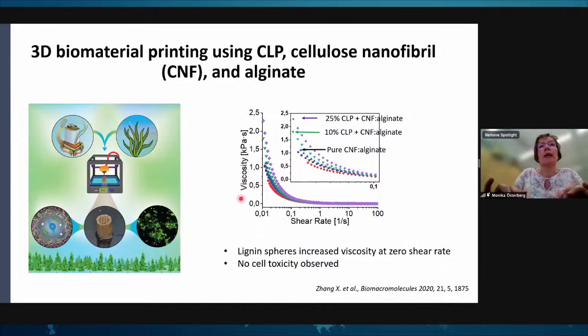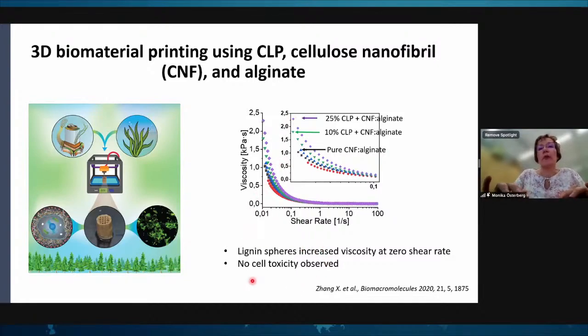And we have also used these CLPs for 3D bioprinting material together with cellulose nanofibrils. I will not talk so much about these results, but what we saw was that these solid particles inside the hydrogel increase the viscosity at 0 shear rate. You can see that if you zoom in here. At 0 shear rate, the higher the lignin nanoparticle concentration, the higher the viscosity is.